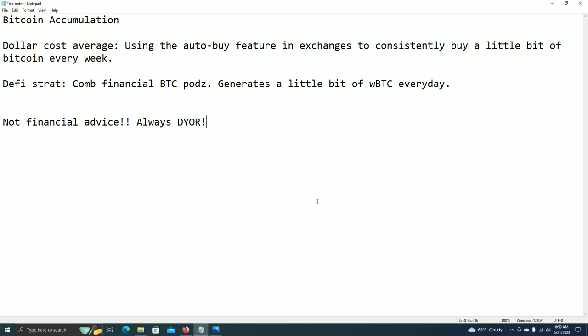My first strategy is dollar cost averaging. It's pretty simple. I just use the auto buy feature in my exchange to set up and consistently buy some Bitcoin every week. I'm pretty sure most exchanges, especially the bigger ones, have this feature. If you just dig around, you can probably find it. The idea is, as long as you have the money, you can set it up and forget about it until you're ready to stop dollar cost averaging.